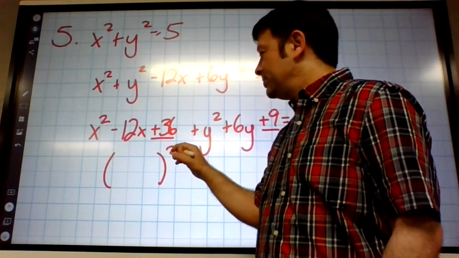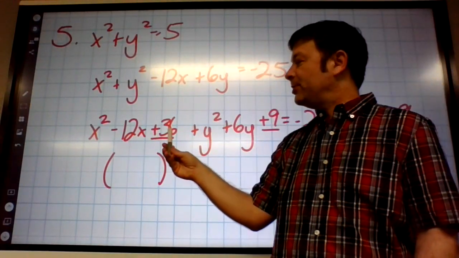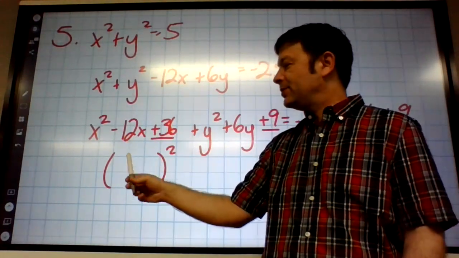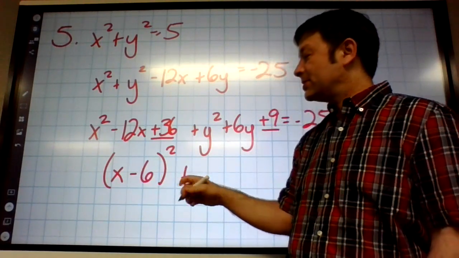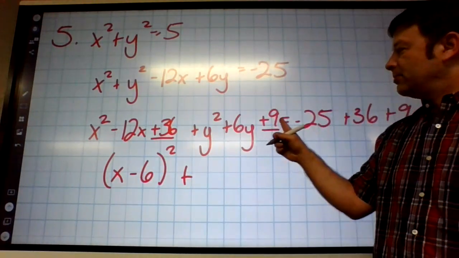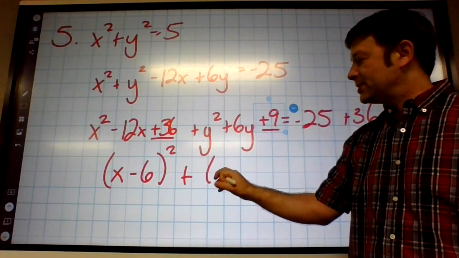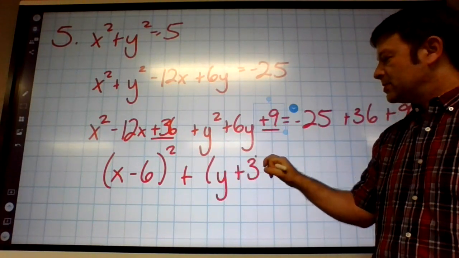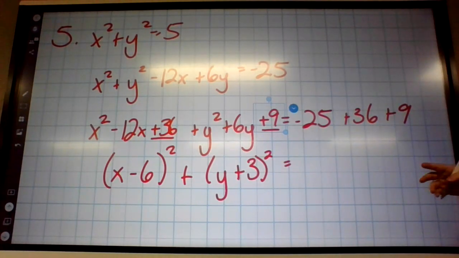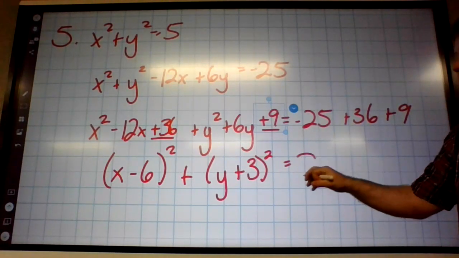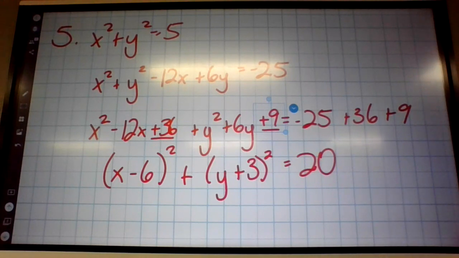And the reason we do that is because now these are perfect squares. What multiplies into 36 that adds up to negative 12? Minus 6 and minus 6. So there's 2 of them. What multiplies into 9 that adds up to 6? Plus 3. And what's all that add up to? So that would be 11 plus 9 is 20. We just did that for the graphing part.